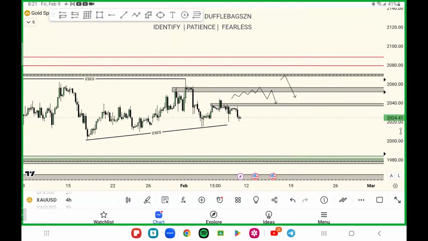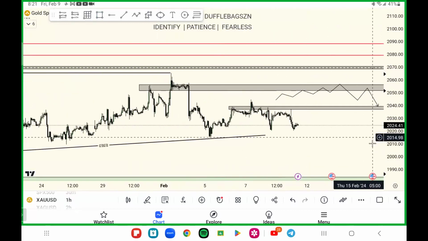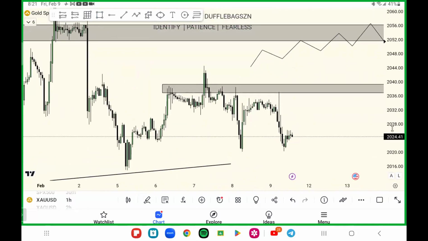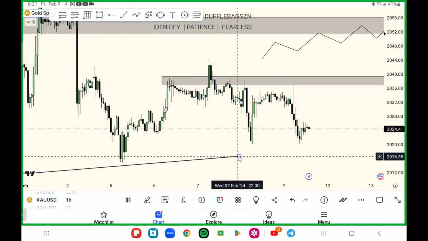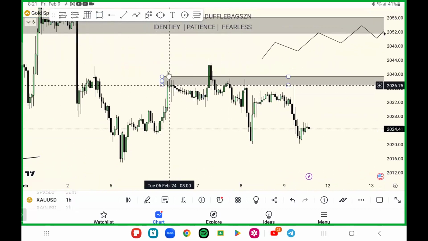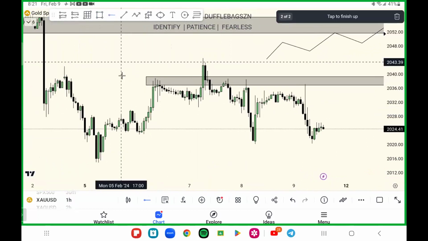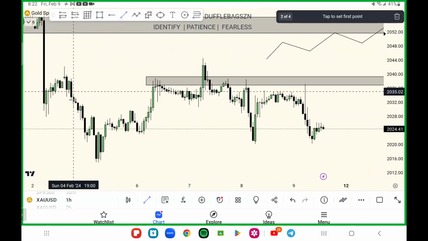But let's drop down to the lower time frame real quick. Let's go back down to the hour. Right, so focusing on the market structure here. This is what I'm seeing. This is what I saw with gold this morning, right? Notice how we do break above here.